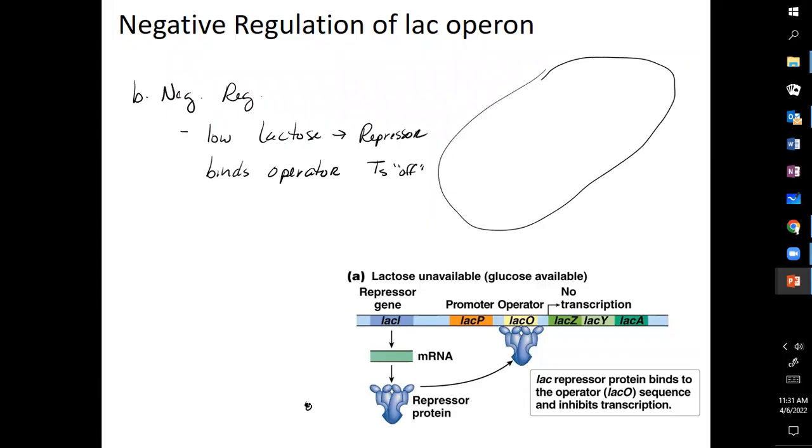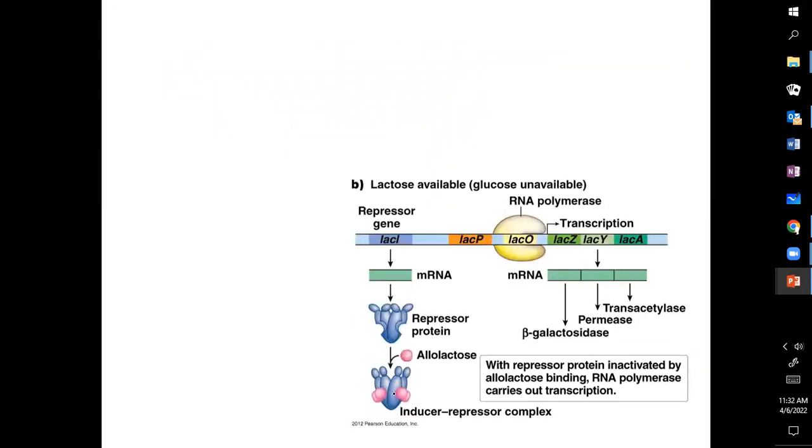Now, what happens when environmental conditions change and lactose, our little inducer molecule, is present in the environment? When lactose concentrations increase in the environment, small amounts will diffuse into the cell originally. And it will bind to the repressor. That's the repressor protein. Let's go to the next one. Here we've got it binding to the repressor protein and causing the repressor to dissociate.